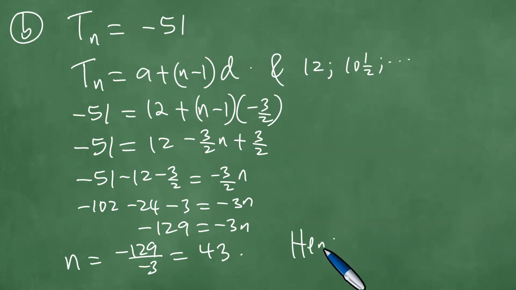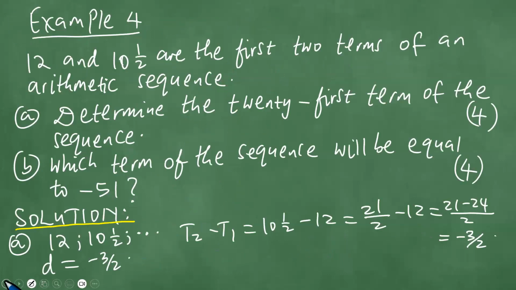And hence the conclusion is that n equals 43, because the question was which term is minus 51. If they say which term, it means that it's some term Tn which is minus 51. What term is that? The term is the 43rd term. It's term number 43. And let's just check if we have solved it. So this one had two parts, A and B.